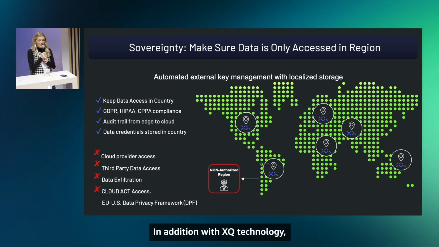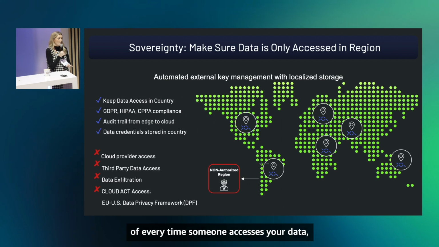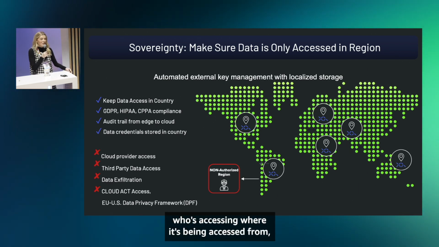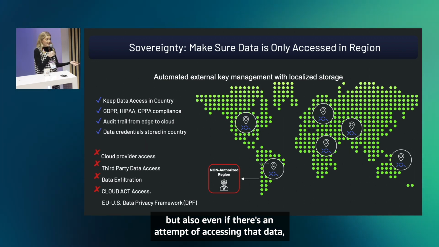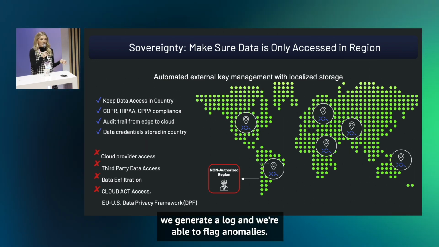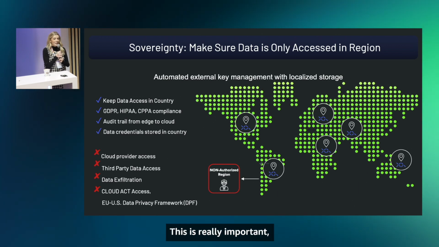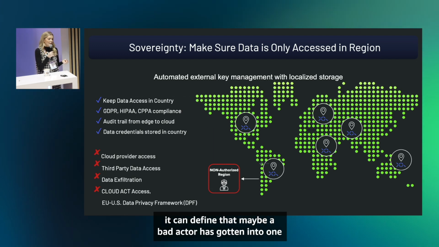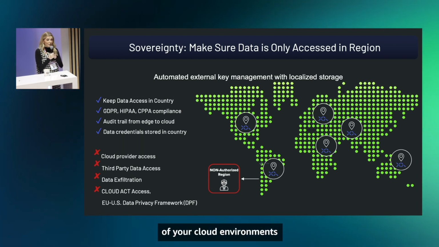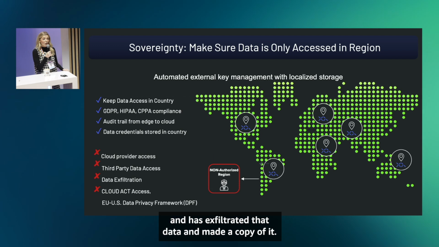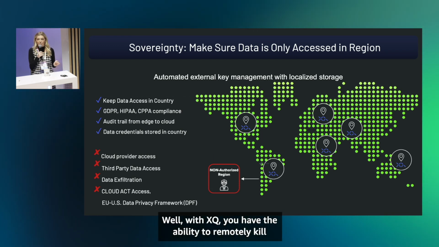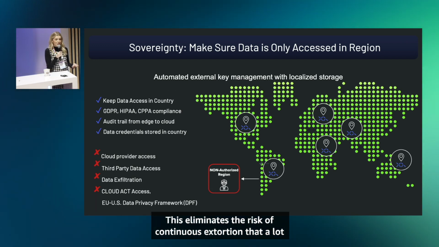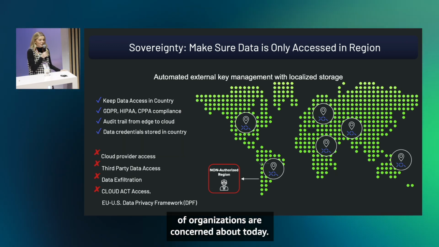In addition, with XQ technology, we generate a forensic level log of every time someone accesses your data, who's accessing, and where it's being accessed from. Even if there's an attempt at accessing that data, we generate a log and we're able to flag anomalies. This is really important because it can define that maybe a bad actor has gotten into one of your cloud environments, exfiltrated that data and made a copy of it. With XQ, you have the ability to remotely kill that data, turn that data into digital dust. This eliminates the risk of continuous extortion that a lot of organizations are concerned about today.